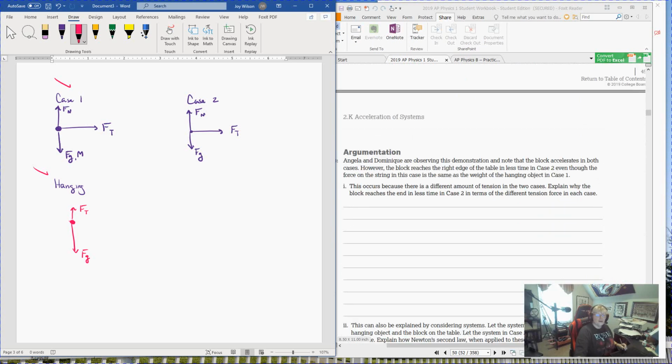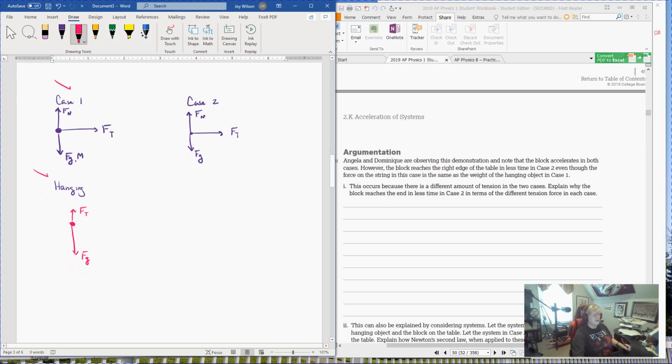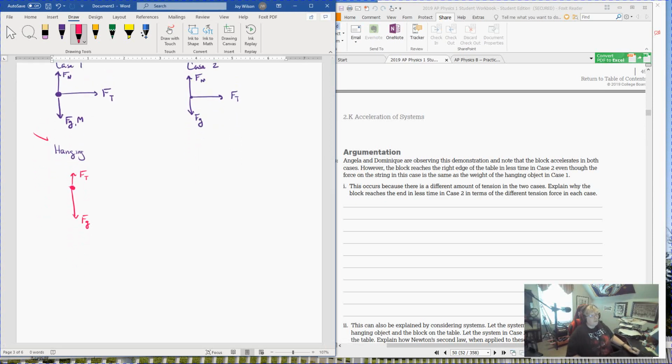Now they're going to ask you argumentation. Angela and Dominique are observing this demonstration, and note that the block accelerates in both cases. However, the block reaches the right edge of the table in less time in case 2, even though the force on the string in this case is the same as the weight. This occurs because there's a different amount of tension in each case. Why does the block reach the end faster in case 2 than in case 1? What is going on with the tension is really what this question is.